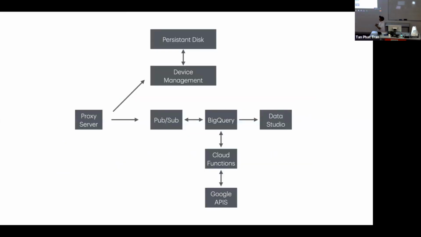This is basically the structure that we had: the proxy server sends data to both PubSub and the device manager, and then the persistent disk through which the updates happen. PubSub gives data to BigQuery, from which Cloud Functions communicate and update BigQuery, and Data Studio uses the data to visualize it. Slowly, we have also replaced Data Studio with our own visual dashboard. That part is also done, but Data Studio was free, so the cost was not changing. So that's what we did.